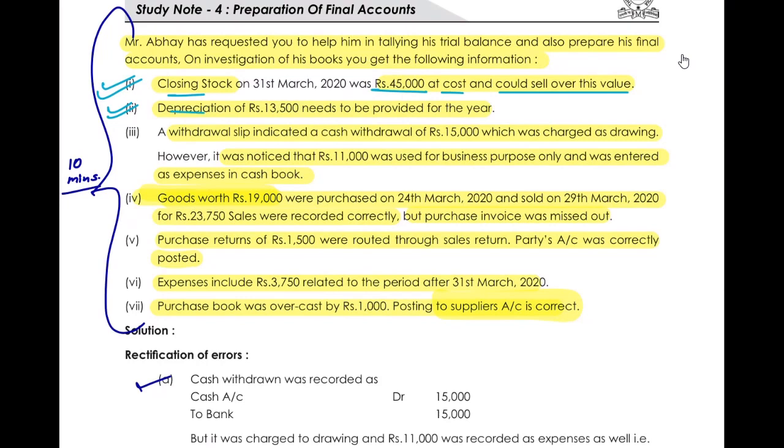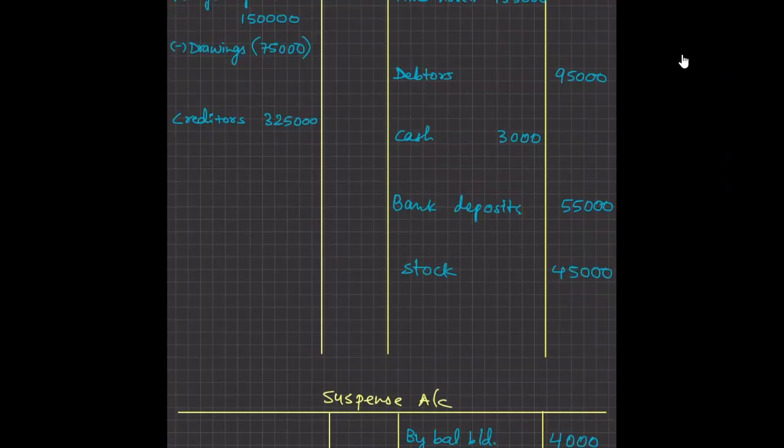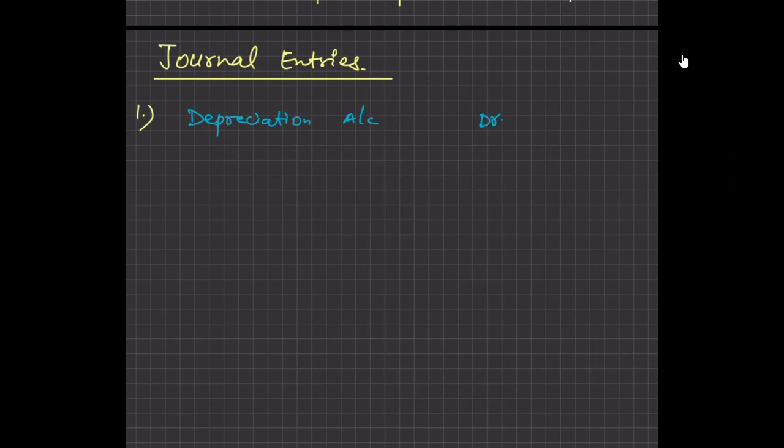Okay, that is the effect which we have given. Then second, depreciation of 13,500 needs to be provided for the year because it is not yet provided. So what would be the journal entry that you will do? Now let's do the journal entries over here. For the first adjustment, you need to provide for the depreciation. So depreciation account debited. This is an expense for you, and the amount was 13,500. By this amount, your fixed assets will be reduced. So to fixed assets, that is 13,500.